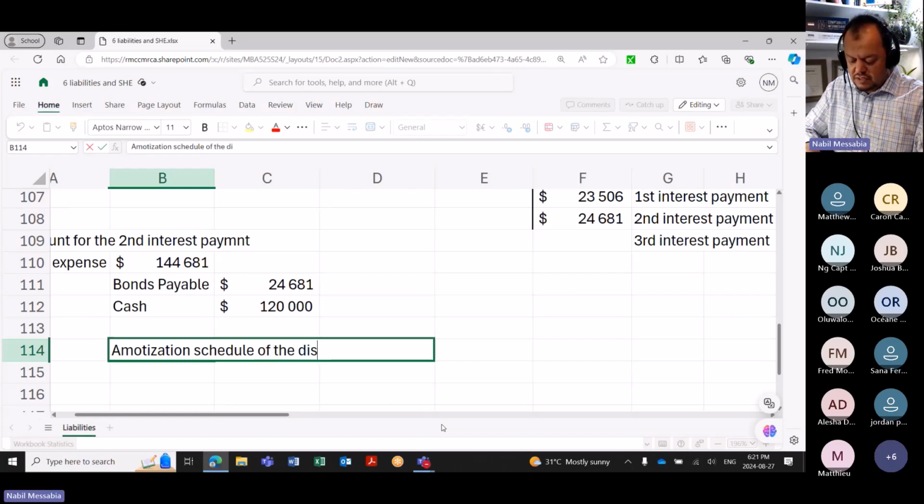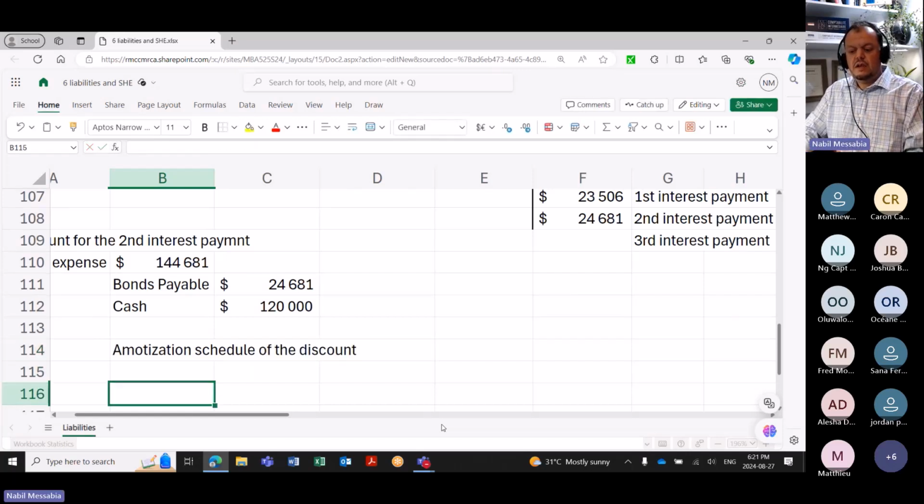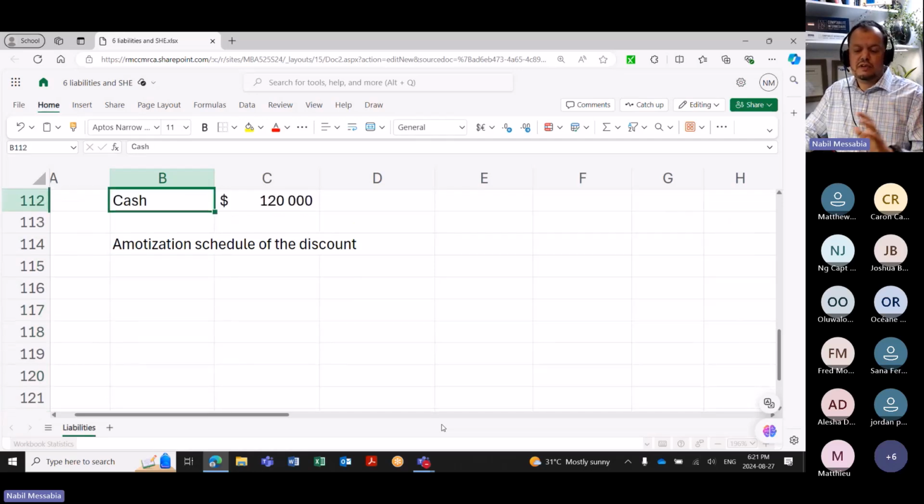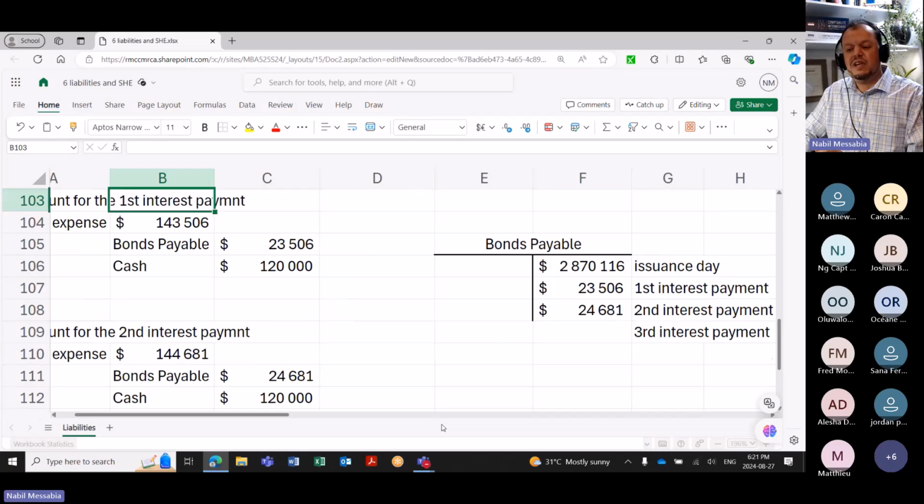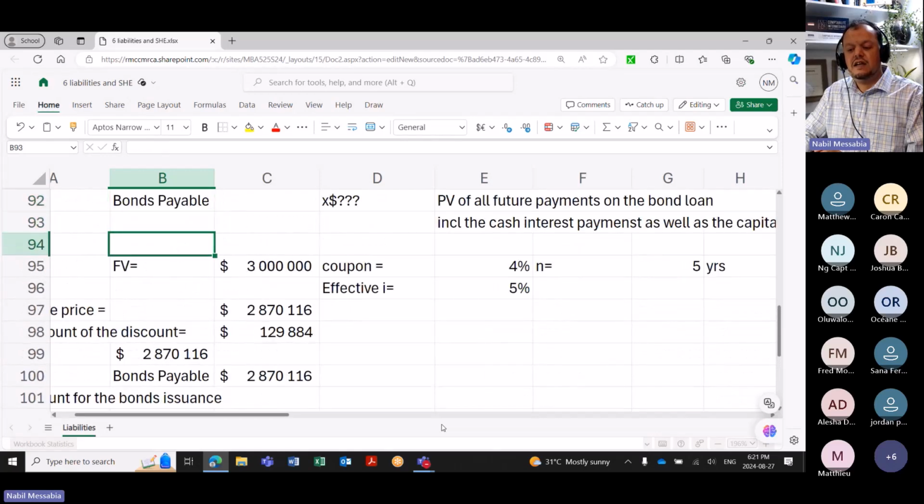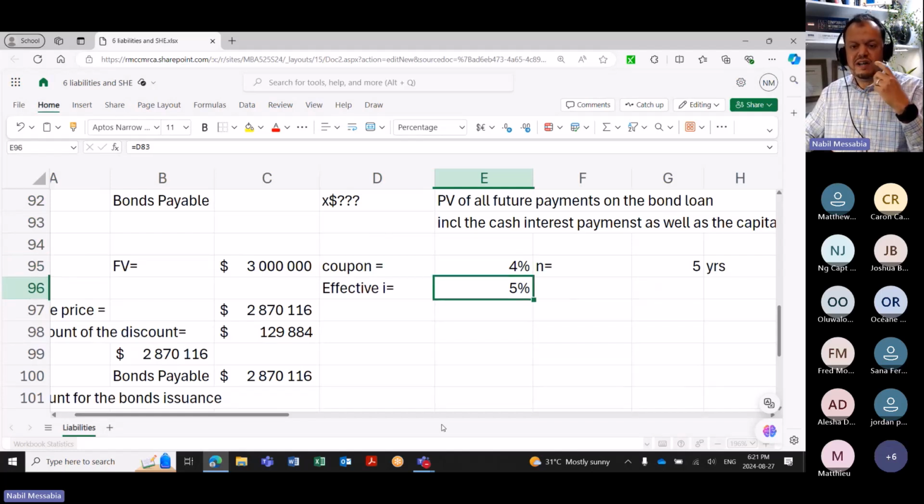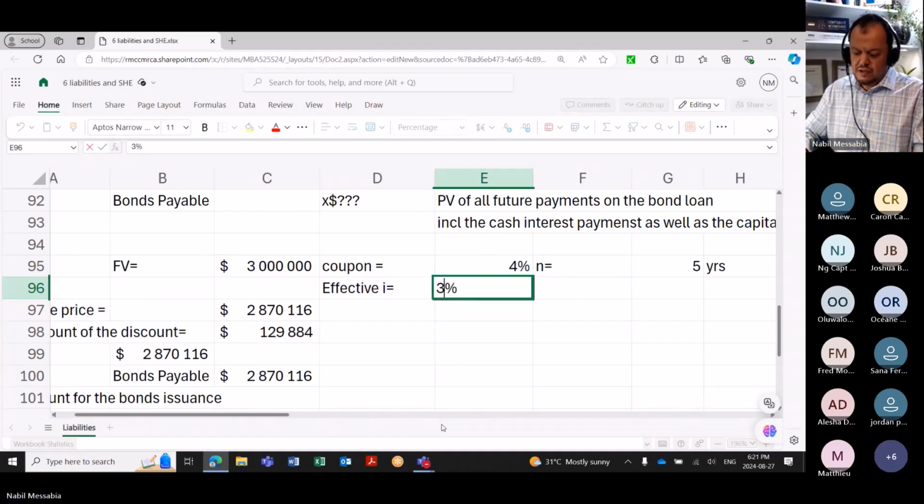Of the discount, and of course, in this case it was a discount. Now, if we make a small change here, let's say our coupon rate we keep as it is, 5%, but presume that the market only offers 3%. Look at what will happen.